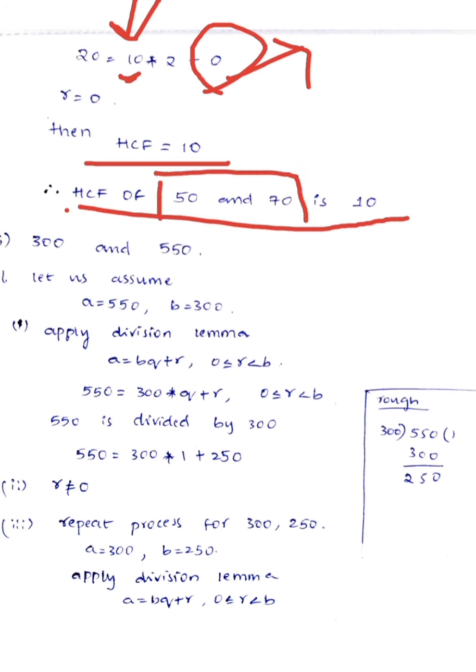You need to consider the HCF of the values which are given in the question. That is, the actual question is 50 and 70. So the HCF of 50 and 70 is 10, not the HCF of 20 and 10. So remember, the HCF of what is given in the question, that is 50 and 70, is 10.